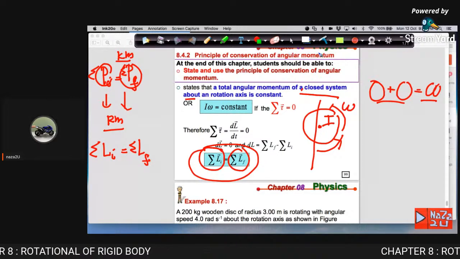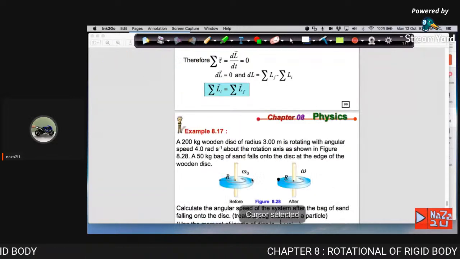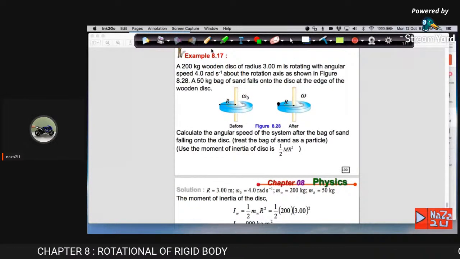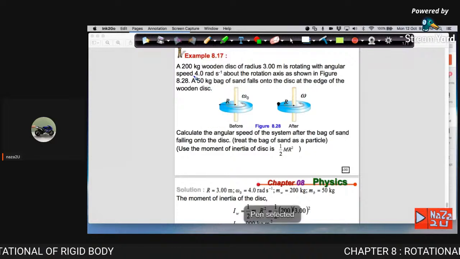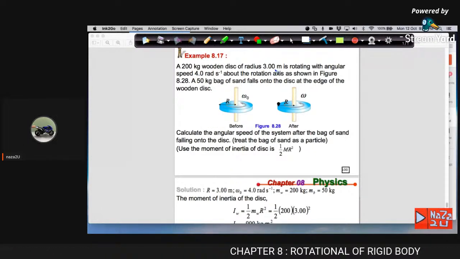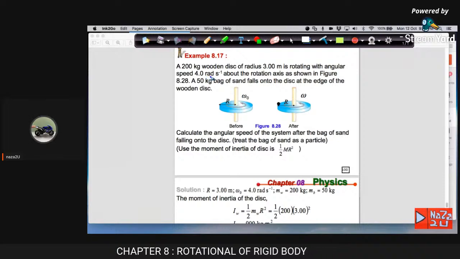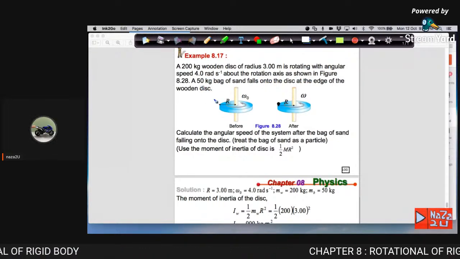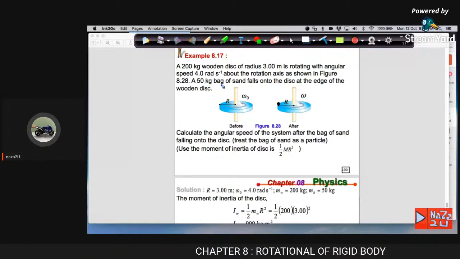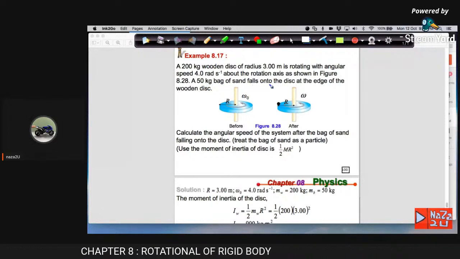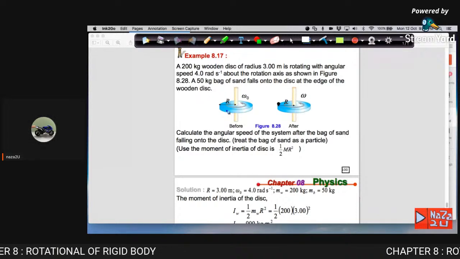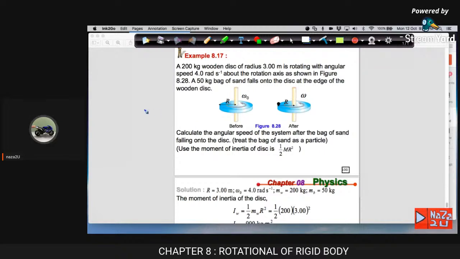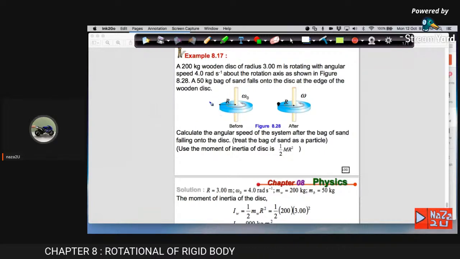Okey, macam mana contohnya? Kalau ada contoh lagi senang. Okey, kita tengok contoh terakhir untuk tajuk ni. A 2 kg wooden disc of radius 3 meter rotate with an angular speed 4 meter per second about rotation axis as shown in the figure. So, okay, look at the figure below. A 50 kg bag of sand fall onto the edge of the wooden disc. Okay, nanti pengiraan, saya tak fokus pada pengiraan. Cuma kat sini katalah satu jasad ini sedang berpusing.